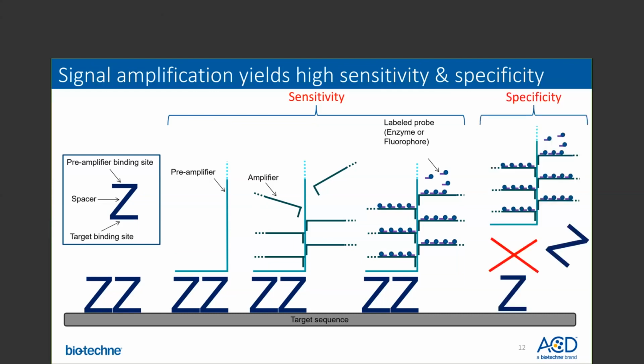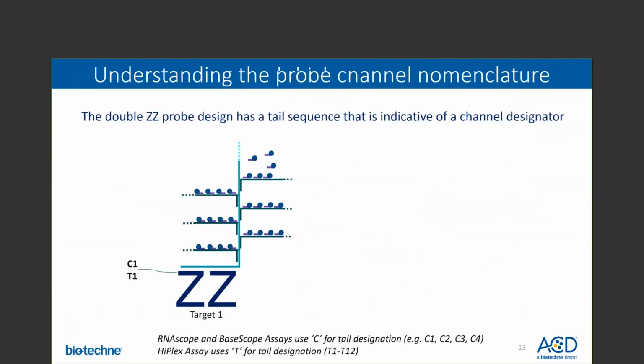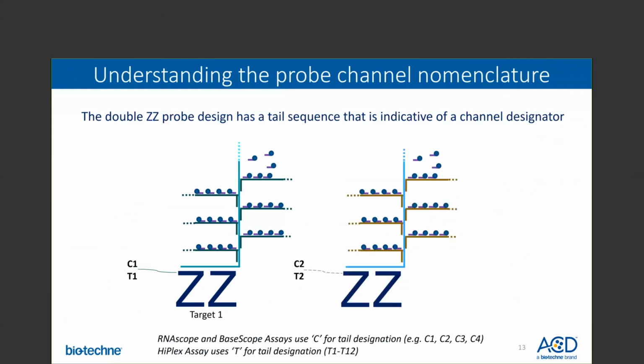Further, if a single Z binds to the target mRNA transcript, the preamplifier cannot bind as it needs both Zs to provide a binding site. This helps to ensure the specificity of the probe and helps reduce potential background staining. In order to detect mRNAs simultaneously, multiple amplification trees must be built. That being said, we must ensure specificity. The specificity is ensured by adding a unique tail sequence to the probes.